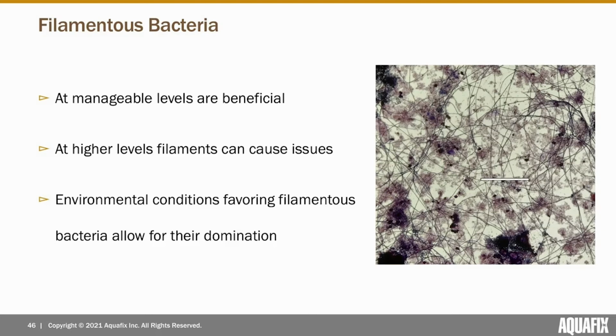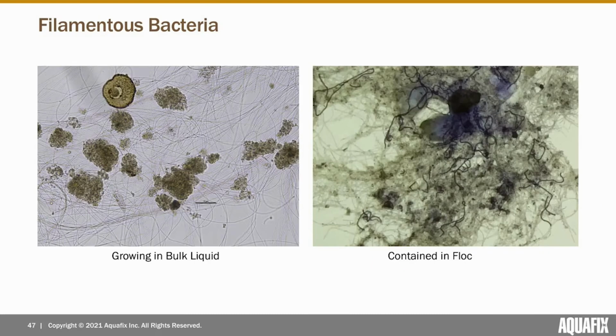However, when environments that favor the growth of filaments are present, filaments are allowed to dominate a system and outcompete flocculating bacteria. This in turn can lead to issues such as bulking and foaming. Filaments tend to have distinct characteristics. Therefore, our identification is done largely through appearance.